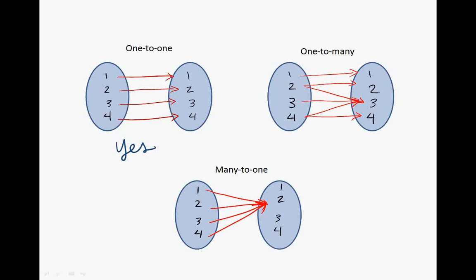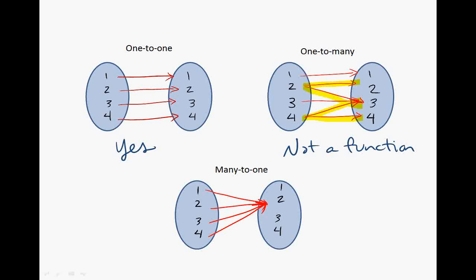Now let's look at one-to-many. Is a one-to-many mapping a function, yes or no? No, this is not a function. In this particular case, the domain value 2 has two different range values associated with it, and the domain value 4 has two different range values associated with it. So this is not a function.